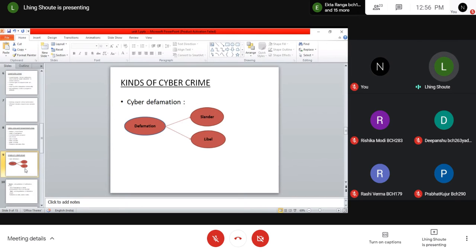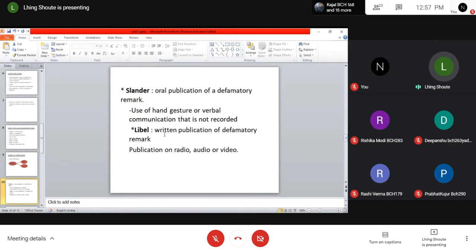Let's look at the different types of slander and libel. We've already said that defamation consists of both: slander, that is mostly by speaking, and libel, mostly by writing. So slander involves the oral publication of a defamatory remark that is heard by another, and the intention is to injure the subject's reputation or character. Slander can occur through the use of a hand gesture or through verbal communication that is not recorded.